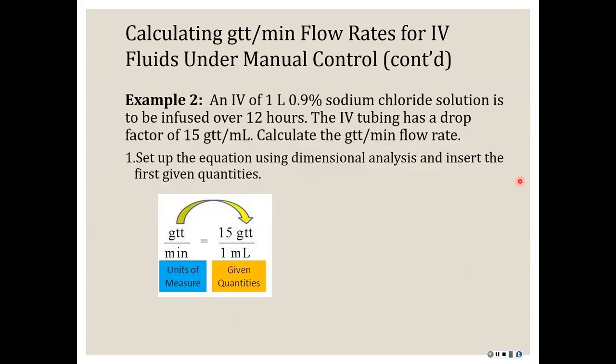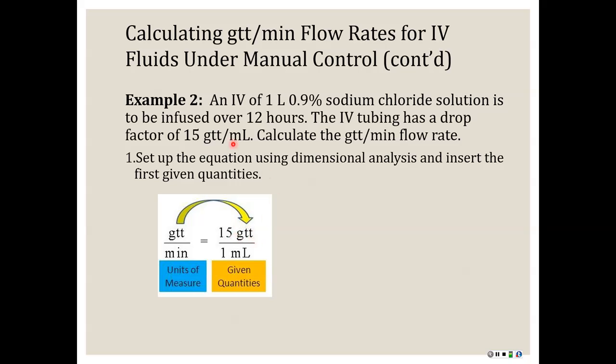All right, we have one more example. We have 1 liter to be infused over 12 hours. Your IV tubing available has a drop factor of 15 drops per milliliter, and we need to calculate the drips per minute flow rate. Okay, so it tells us drips per minute. We're going to put drips over minutes. Drips per is represented by this line, minute. We are looking for minutes, and our answer here is the numerator, so we have to put drops here.